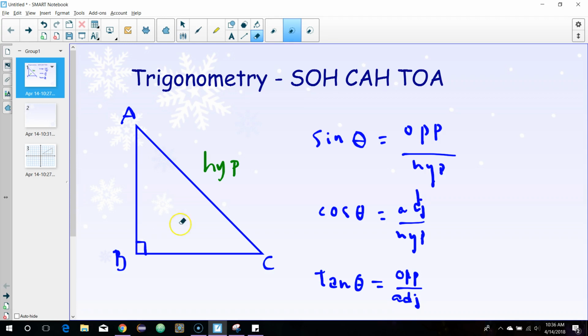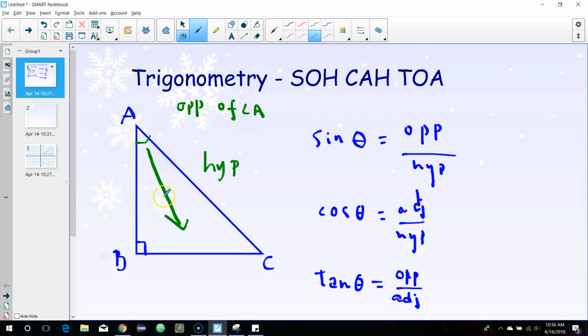Now, the opposite and adjacent are a little bit different. It depends on which angle you're looking at. I'm going to keep the green for angle A. So, the opposite of angle A: we are looking at this angle, angle A. The opposite of angle A is going to be right over there. So the opposite of angle A is going to be BC.